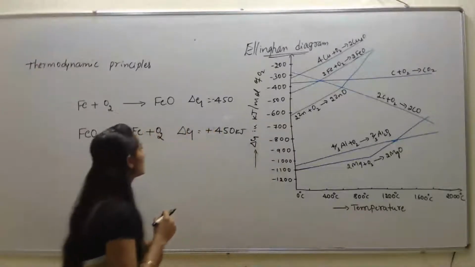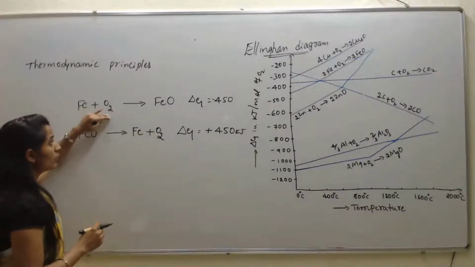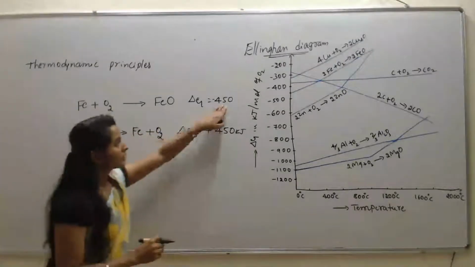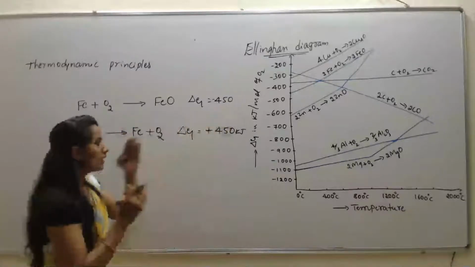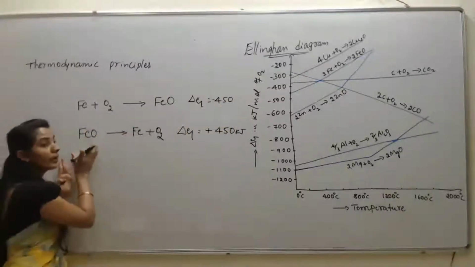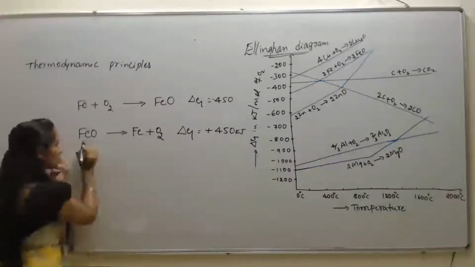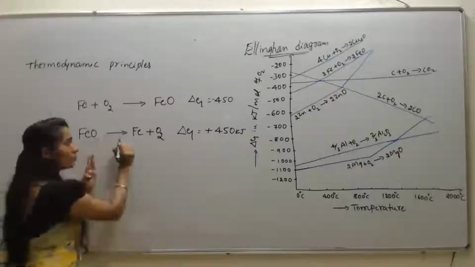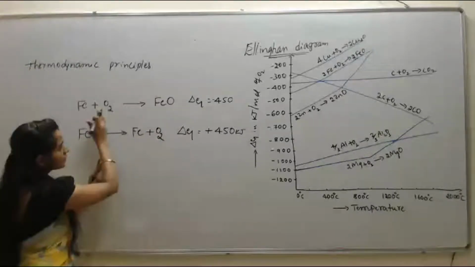So then what happens? Here there is delta G, right? Fe plus O2 gives FeO. It has the delta G value 450. This has 450 kilojoules per mole. So what we need is to reduce the metal. We want to reduce the metal. So this FeO decomposes to Fe plus O2. Okay, this reaction is reversed.